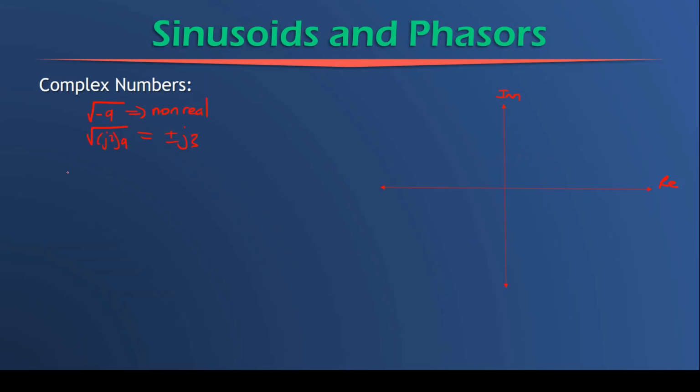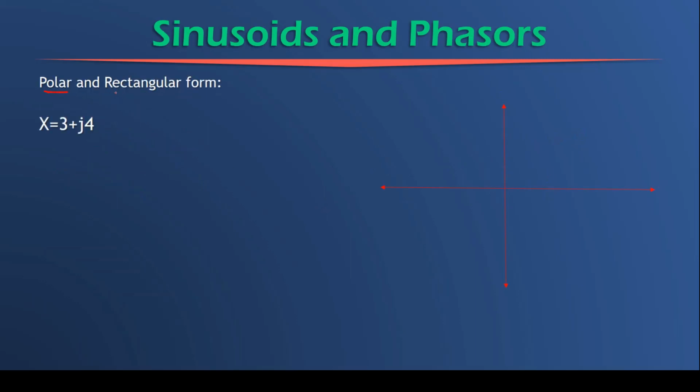So I could have a value x equals 2 plus j3, and that basically tells me that it's going to be 1, 2 in the real, and then 1, 2, 3 in the imaginary. So this will be the value of 2 plus j3. And this is now how we go about dealing with complex numbers.